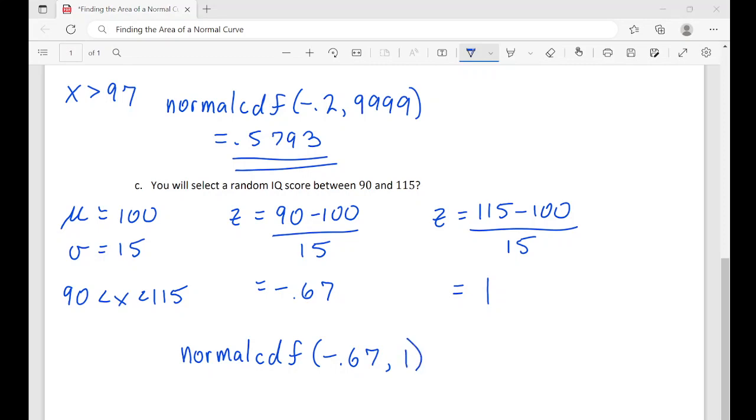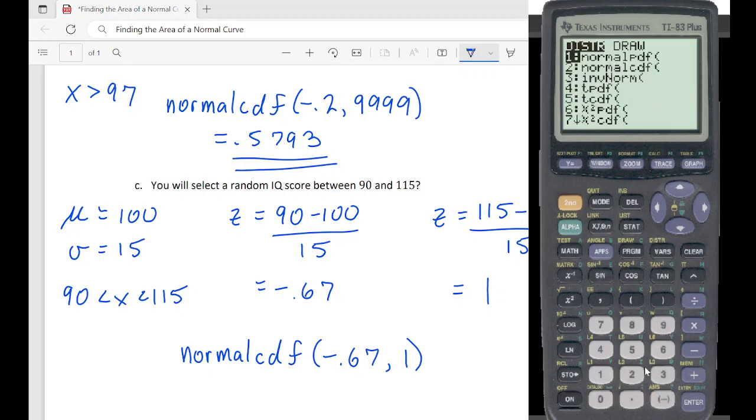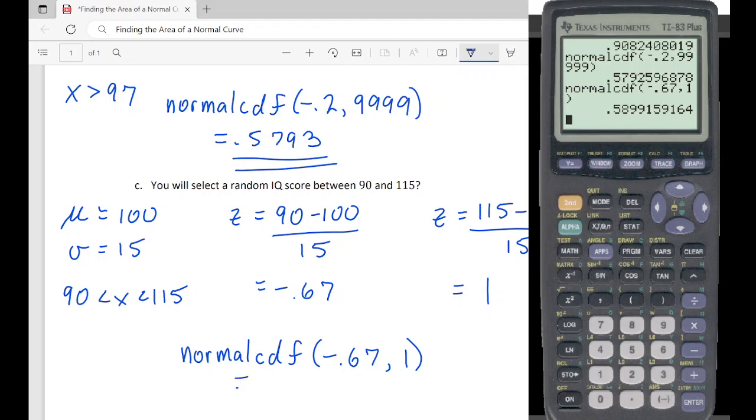Once we get that, we're just going to bring up our calculator and let it do the work for us. So second vars, normal CDF, lower is negative 0.67 and our upper is just 1. Close, hit enter, and we get 0.5899 as our answer.